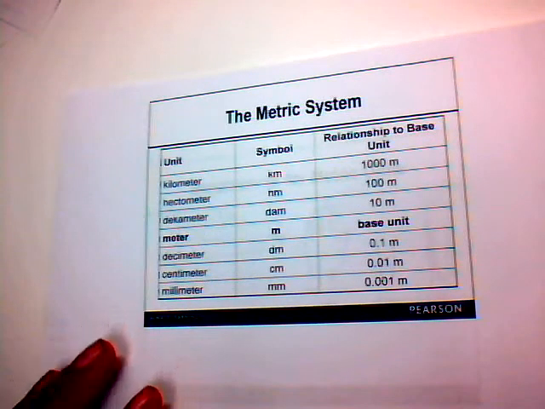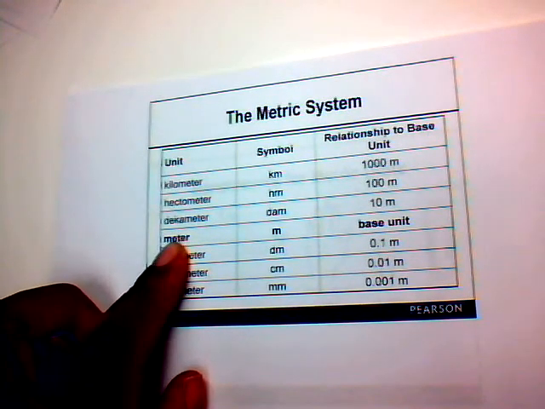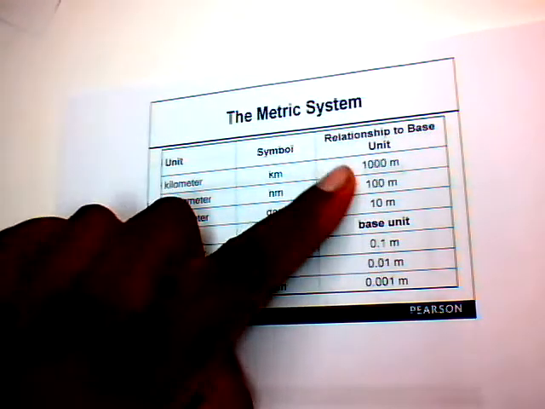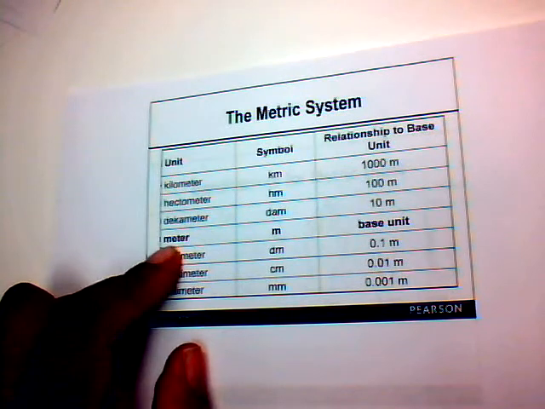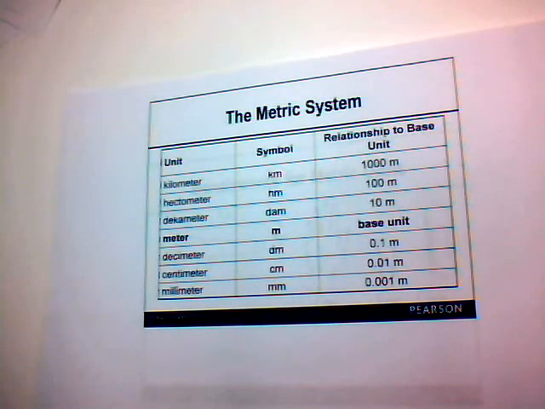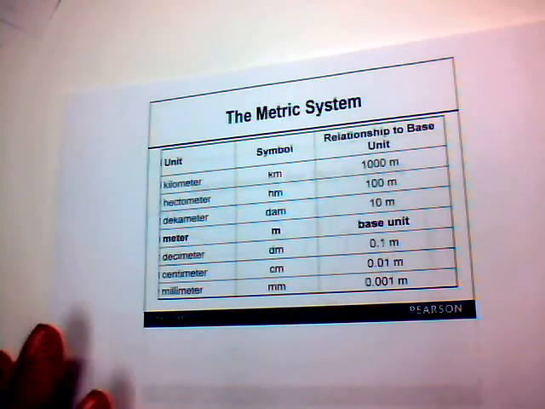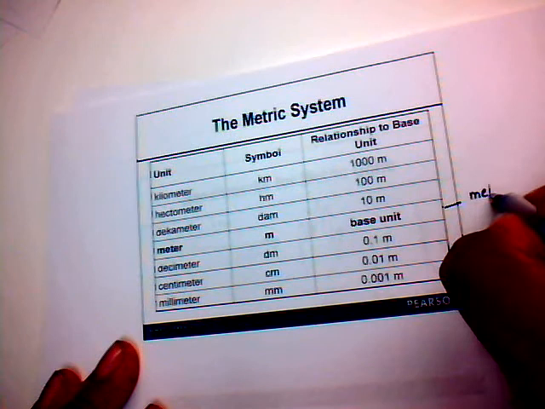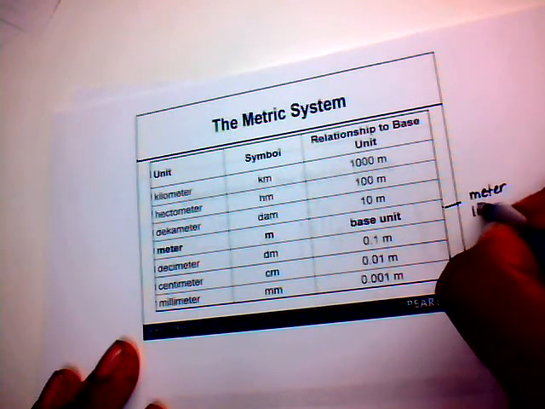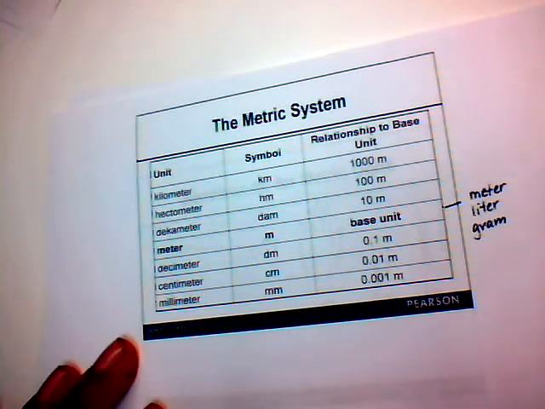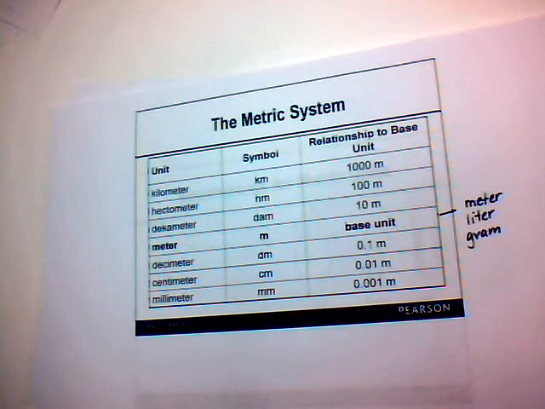So if we're dealing with the base unit of a meter, okay, each one of these has a relationship with meter. That's your base unit here. And this also works with liters and with grams. So the base unit could be one of these three things. It could be meters, it could be liters, or grams. So in this case, we're dealing with meters.